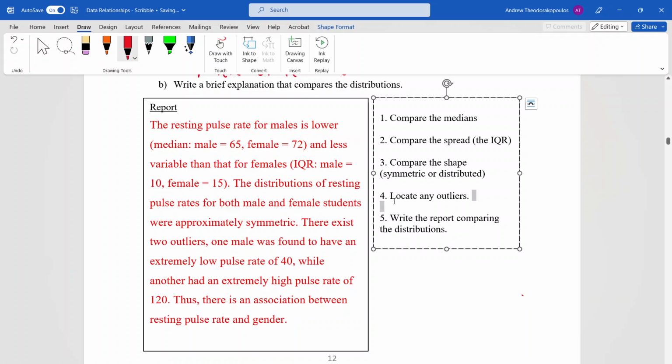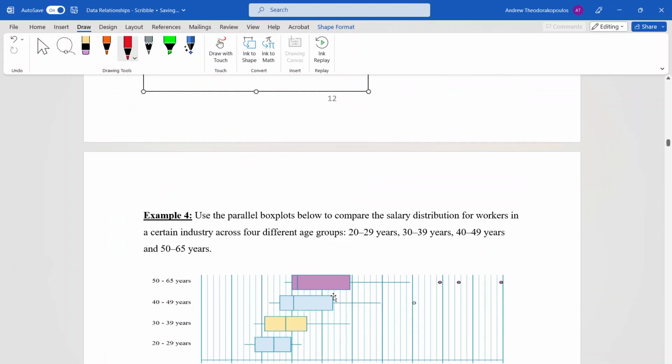Let's locate any outliers. In a box plot you can very clearly see where the outliers are. There exist two outliers. One male was found to have an outlier at 40, while another had an extremely high pulse rate of 120. And therefore, considering the medians have changed, and same with the IQR, we can say that there is an association between the resting pulse rate and gender.